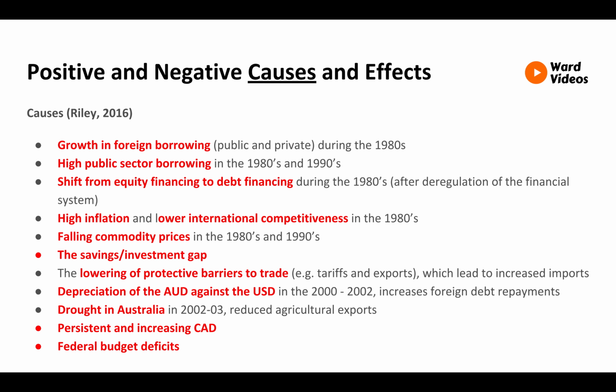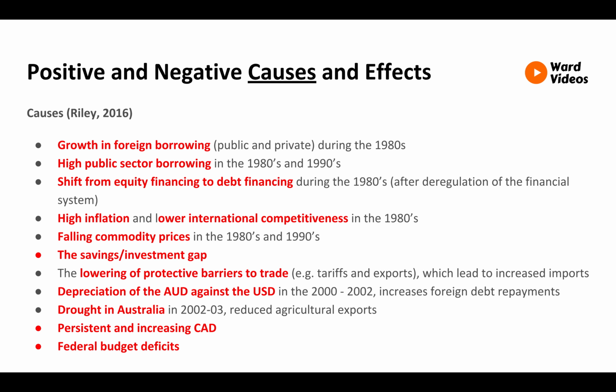The lowering of protective barriers to trade, e.g. tariffs and exports, which led to increasing imports. A depreciation of the Australian dollar against the US dollar in 2000-2002, which increased our foreign debt repayments. The drought in Australia in 2002 and 2003, reducing agricultural exports. Persistent and increasing current account deficit. And consistent federal budget deficits. So these are the causes.